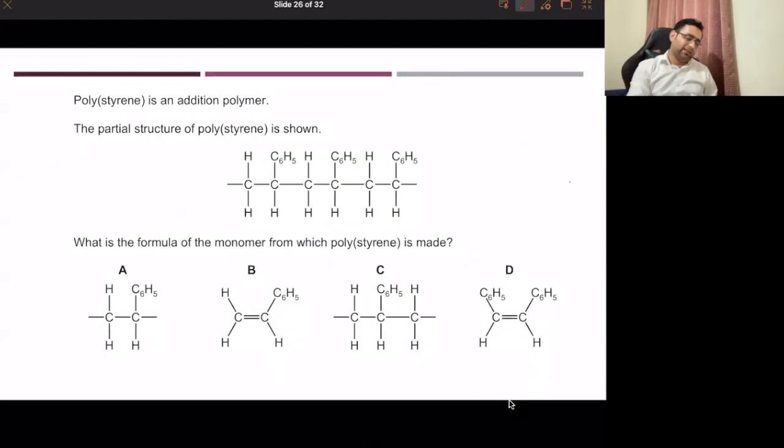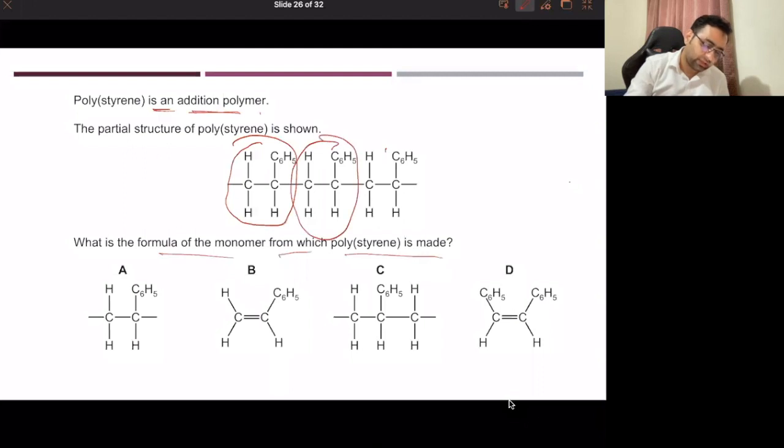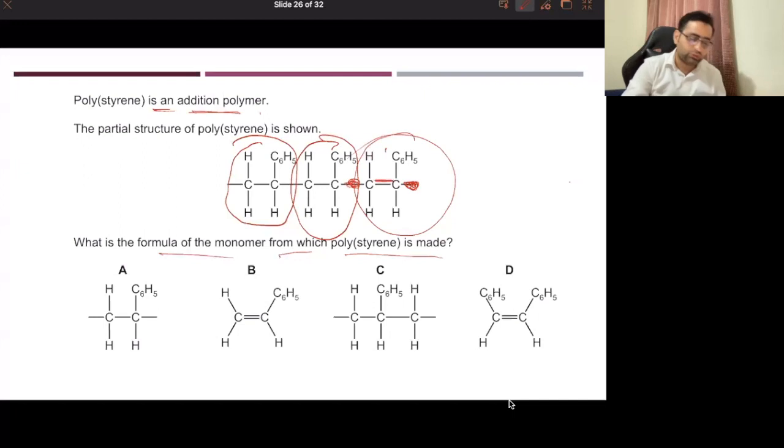Now, polystyrene is an addition polymer. What is the formula of the monomer from which polystyrene is made? Again, identify the repeating unit. This is the first repeating unit, second and third. From each side, break the double bond, and between these 2 carbons introduce a double covalent bond. So your answer is C6H5, and this C6H5, and the second carbon has 2 hydrogens. So this is your monomer.